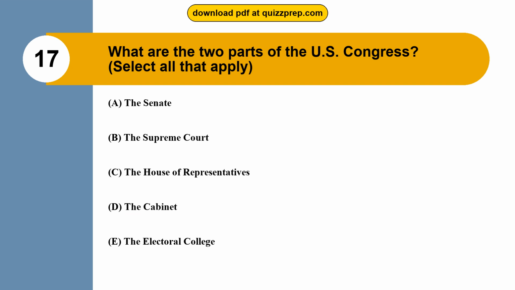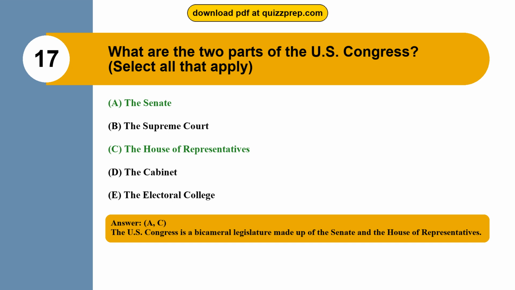Option B. The Supreme Court. Option C. The House of Representatives. Option D. The Cabinet. Option E. The Electoral College. The correct answers are options A and C. The Senate, the House of Representatives. The U.S. Congress is a bicameral legislature made up of the Senate and the House of Representatives.